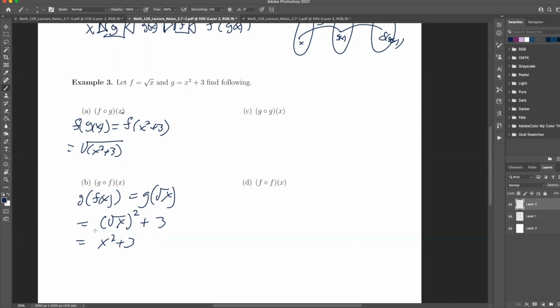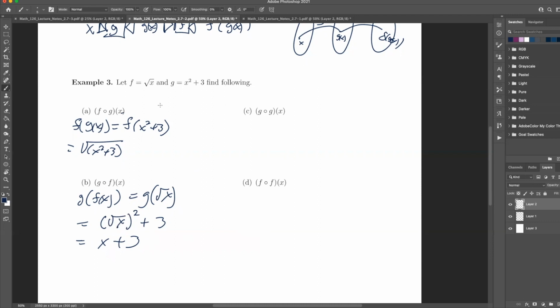Since the domain is x always positive, I don't have to worry about saying this is just x plus 3, and I don't have to put absolute value signs here, which you may have to do otherwise. Usually if you take the square root and square it, you have to put absolute value signs on it so that you get the same answer. But in this case, since the domain negates that, it's not necessary.